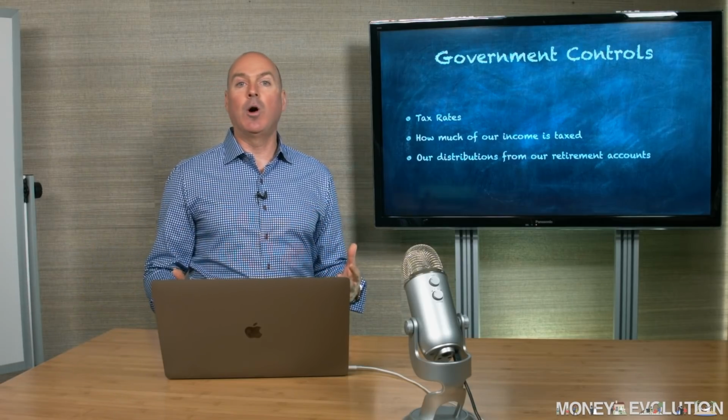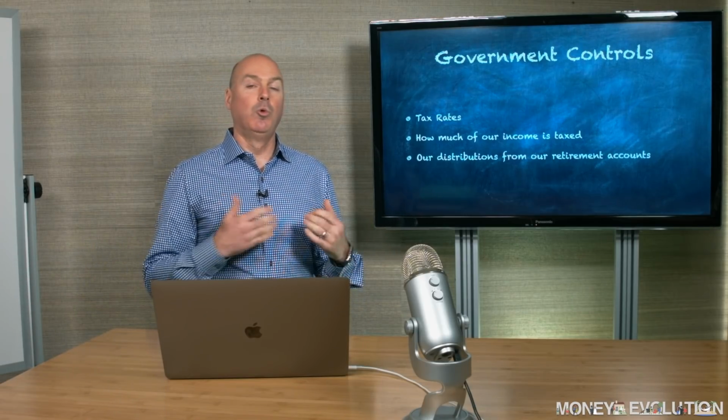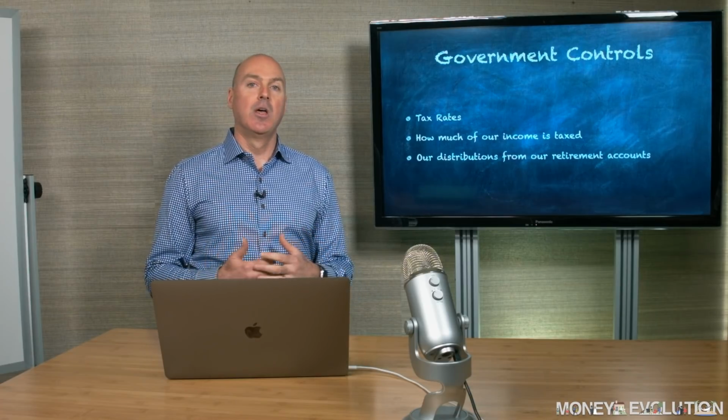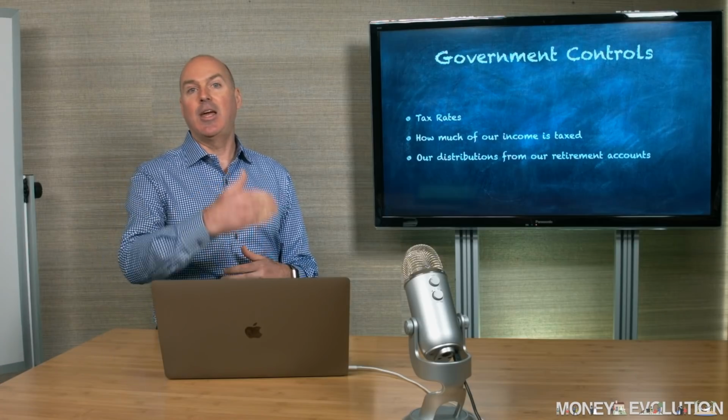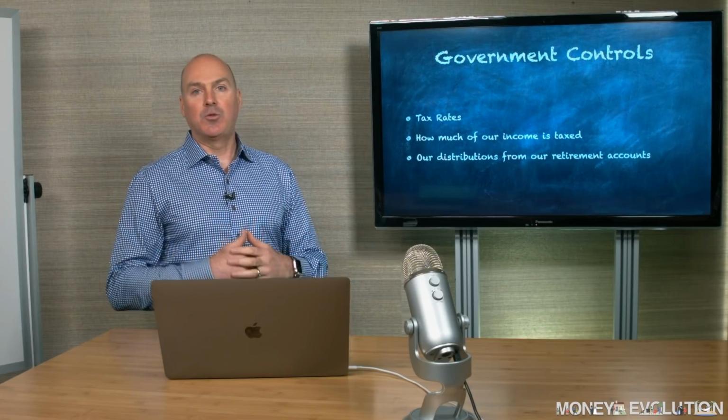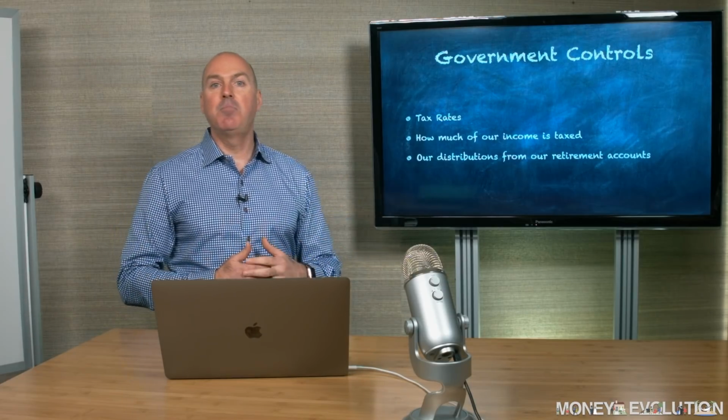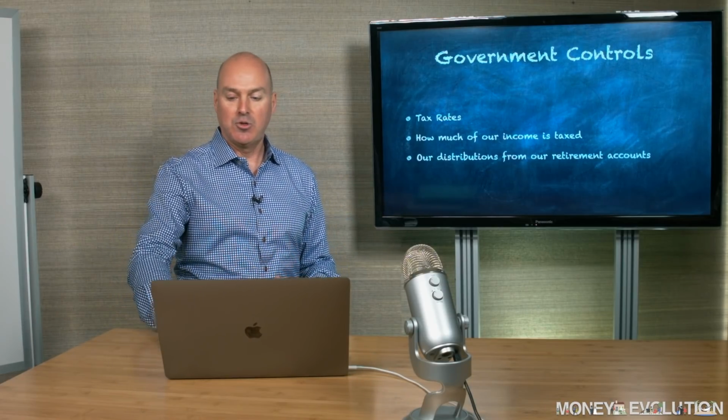In case you didn't know already, the IRS has a rule called the required minimum distribution rules that you have to start taking money out of your tax-deferred retirement accounts beginning at age 70 and a half. And that's one of the things we're going to talk about as we get into the case study, is how does that impact those future tax rates. So they can control that.